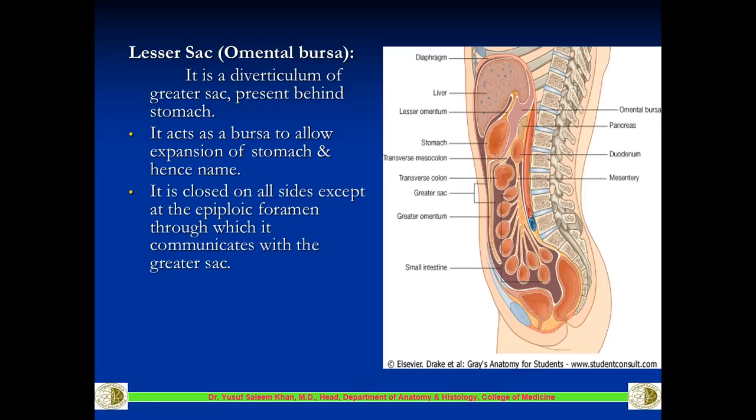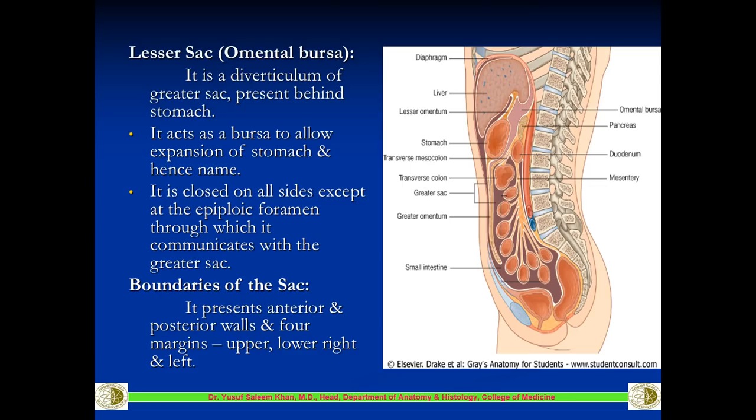As I have told you before, it is closed on all sides except one opening, which is called the epiploic foramen. So it is a closed cavity, a blind sac with only a single opening, which opens toward the right side through a foramen called the epiploic foramen. We have seen those pictures, and I will show you those pictures again later.